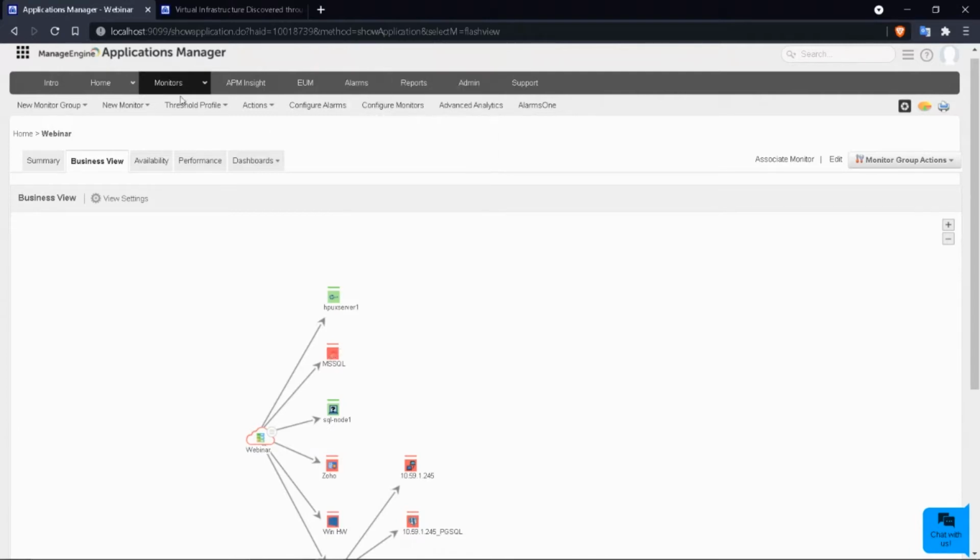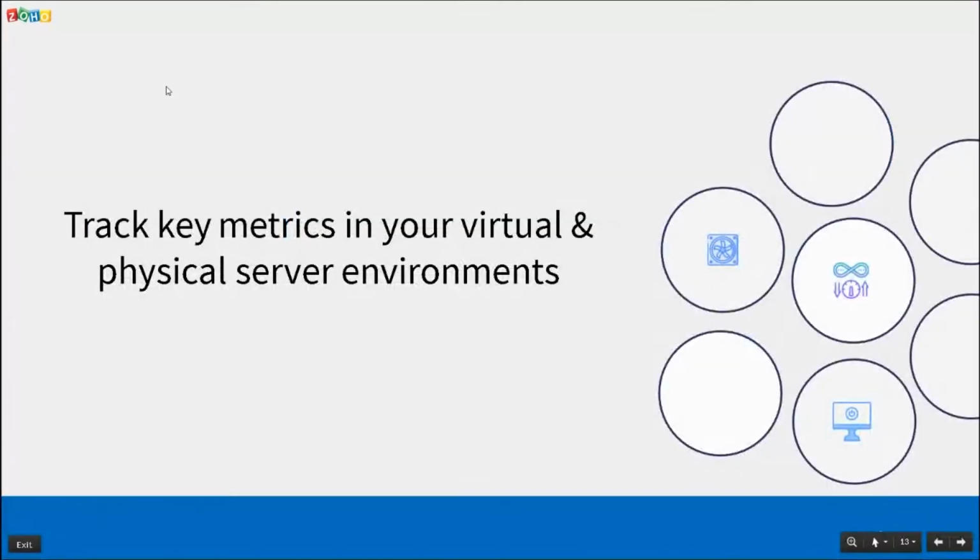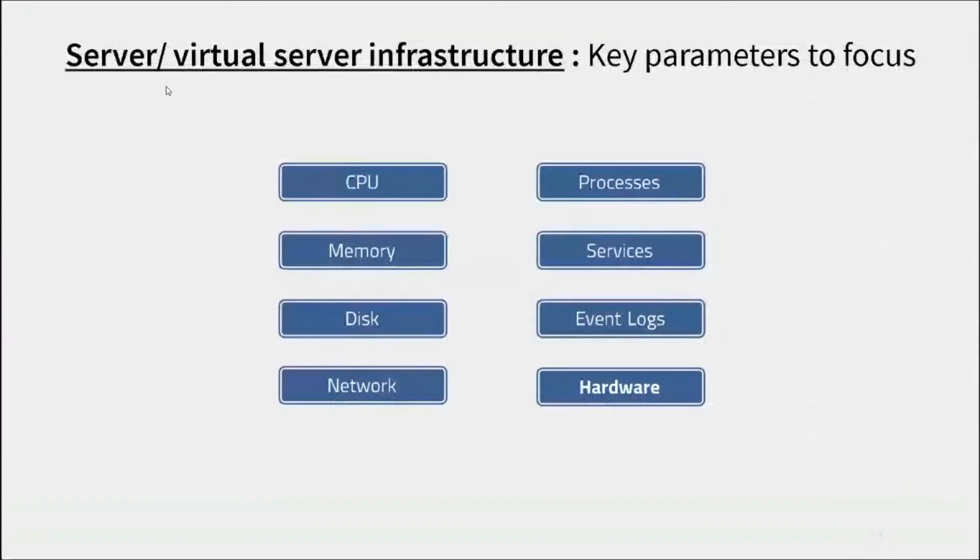Now, moving back to the presentation. Let us go ahead and discuss the other topic, which is tracking key metrics in your virtual and physical server environments. The monitoring of server components is quite essential because a system admin might not be able to walk to each and every physical server or take an RDP to the respective VMs or Citrix farms or any other virtualized environments to monitor which one of these servers is having an issue.